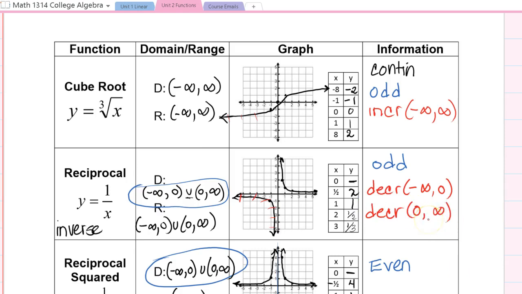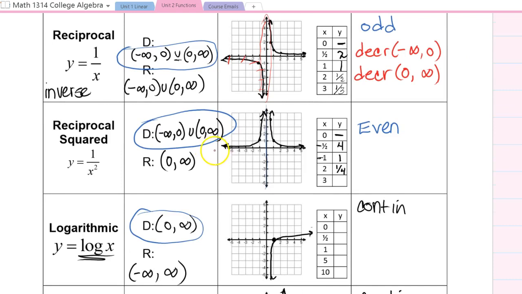We cannot put from negative infinity to infinity because we have to take into account that when x is equal to 0, we don't even have a value. So notice that our domain for our reciprocal function is very similar to what we're seeing over here for our decreasing intervals, broken up into two parts.